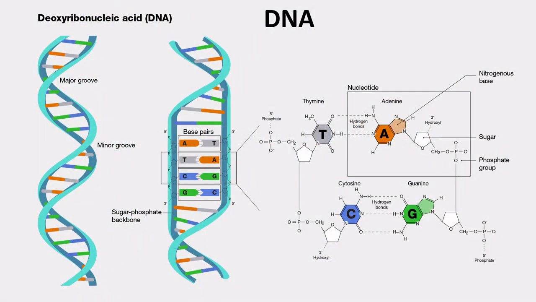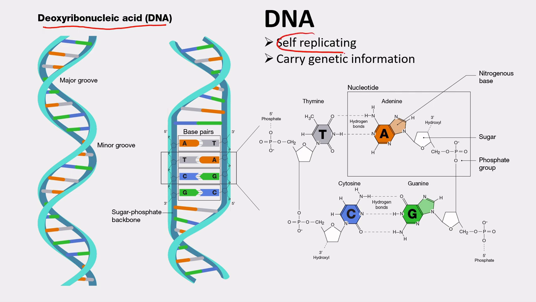First comes DNA. We are very well aware of this term, but what actually is DNA? We don't know that. It is a self-replicating material that carries the genetic information. Its full form is deoxyribonucleic acid. This word self-replicating may be a bit confusing, but it means that DNA can make its own copy.